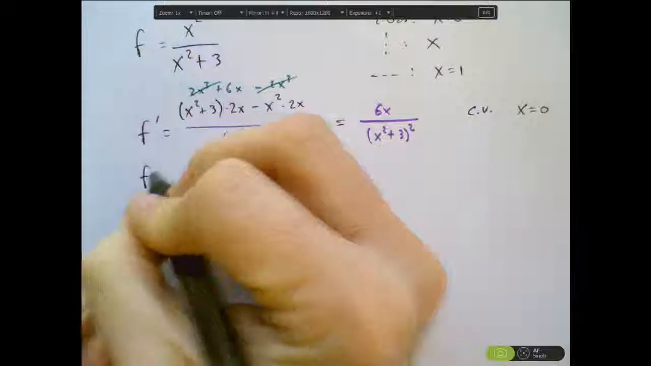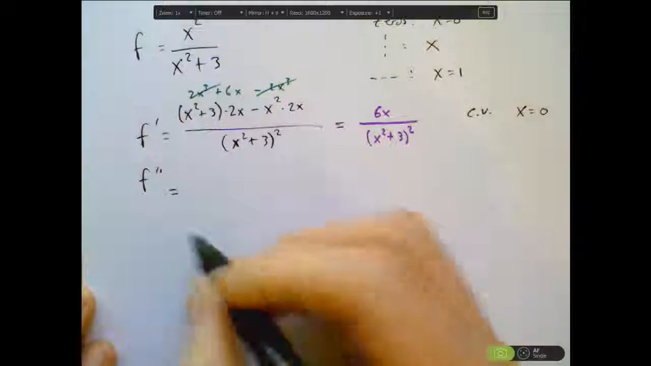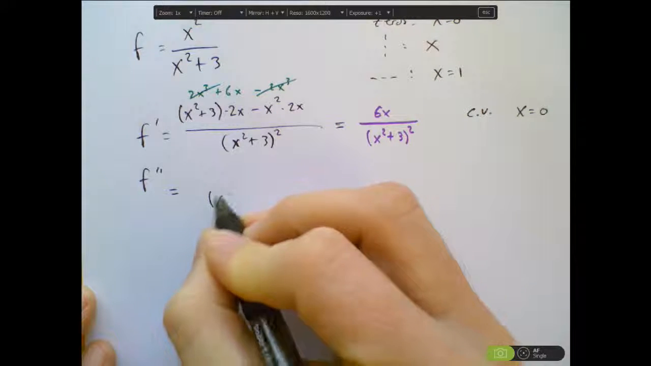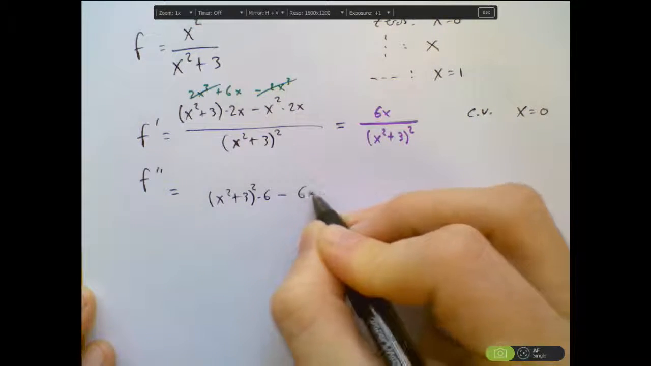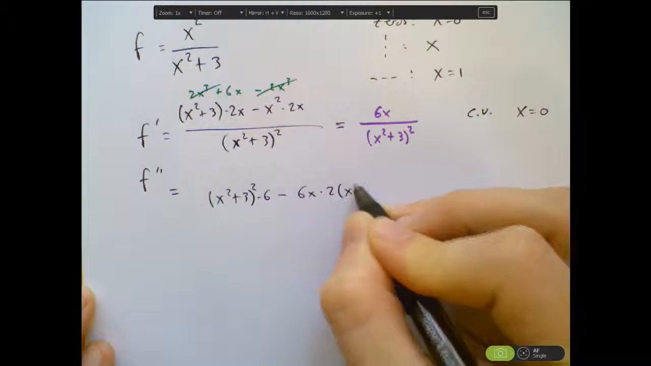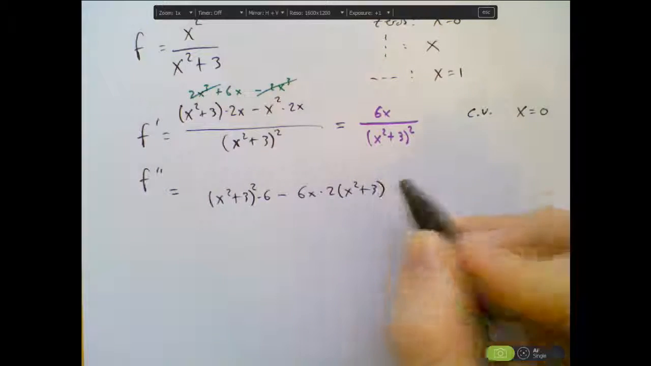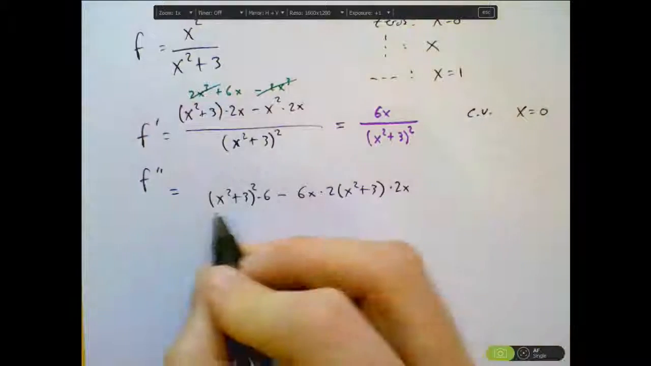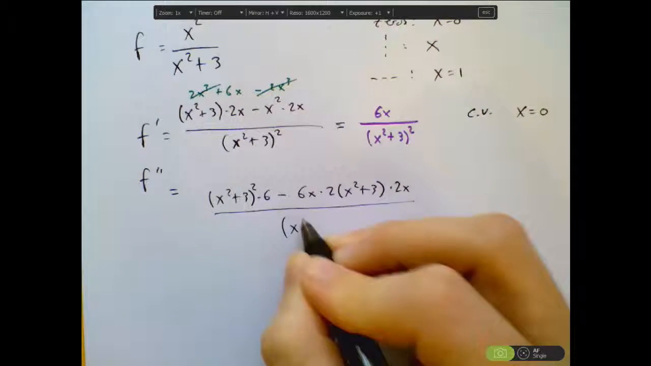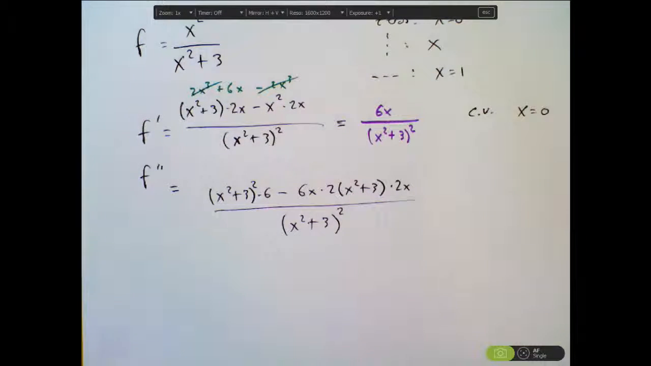So f double prime, I'll use the quotient rule on this guy. So I've got low, d high, minus high, d low, and here I need to use the chain rule. So I brought the 2 down, and that's become 1, and now I've got to multiply by the derivative of the inside, which is 2x. And then I'll square the bottom. Let's simplify this numerator.